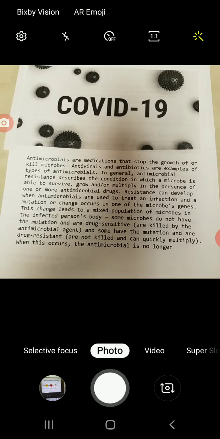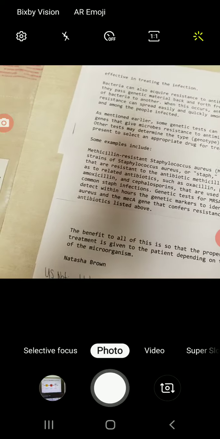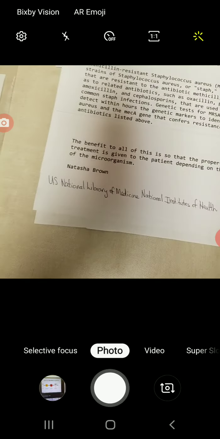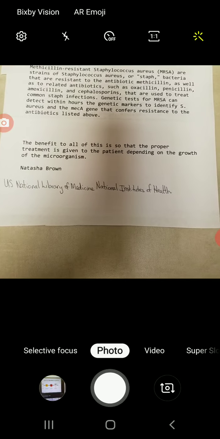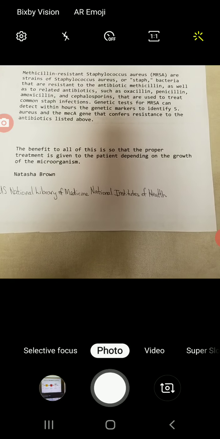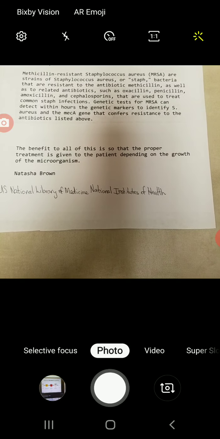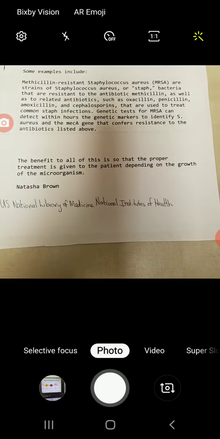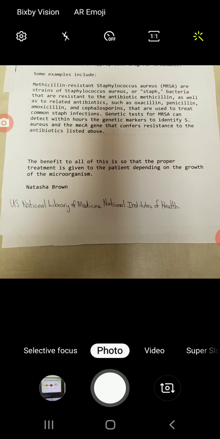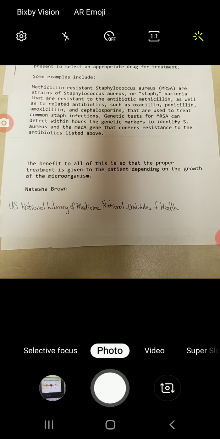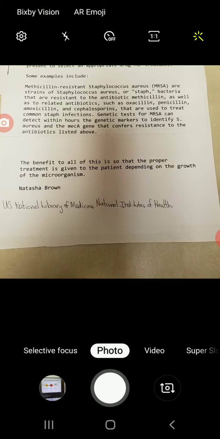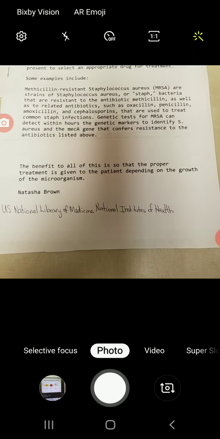The benefit to all of this is that the proper treatment is given to the patient depending on the growth of the microorganism so that it is treated. This information has come from the United States National Library of Medicine, National Institutes of Health.